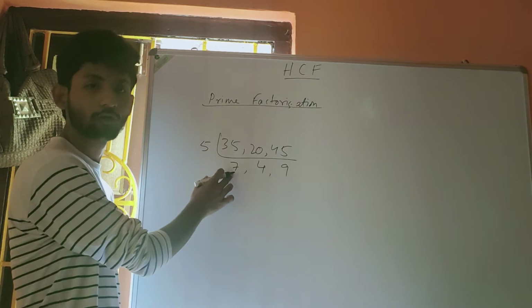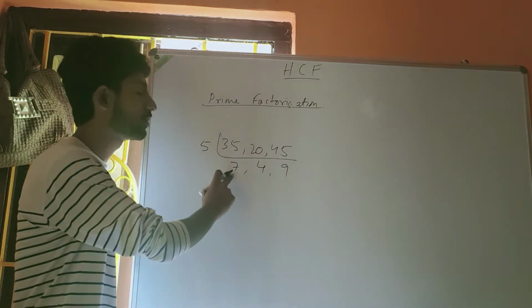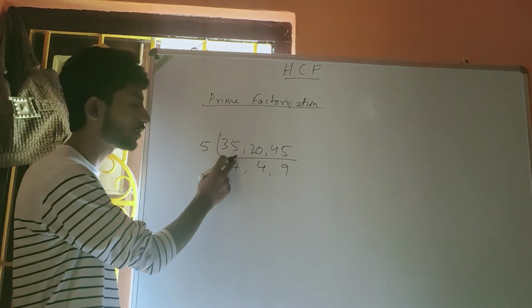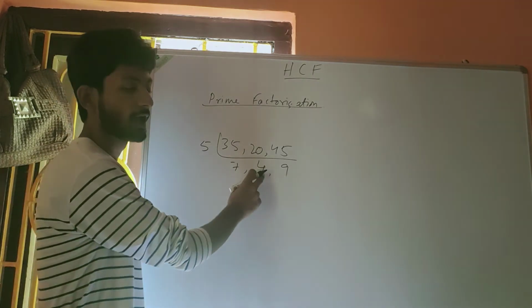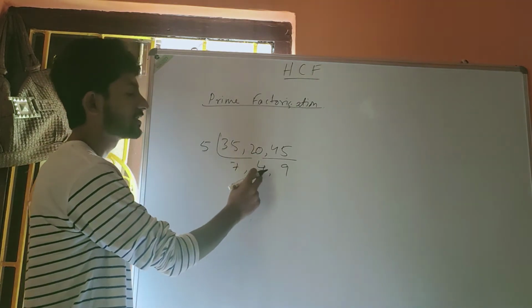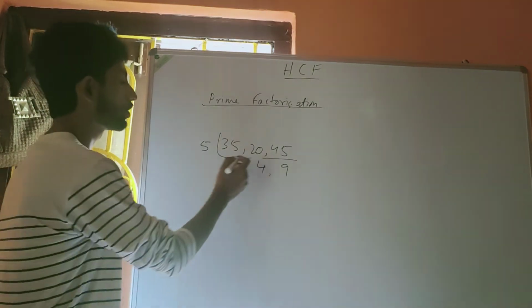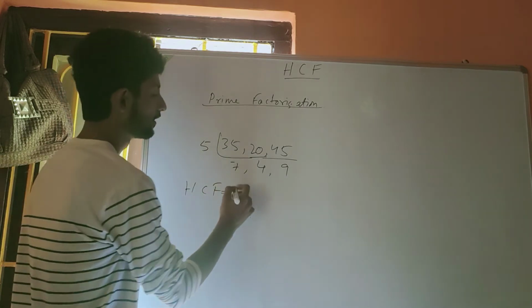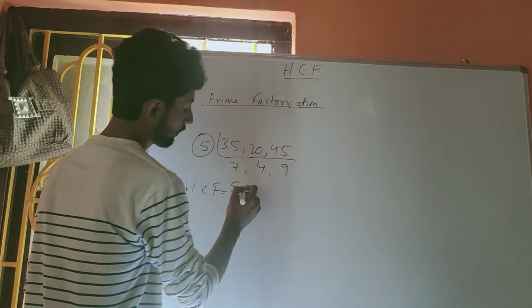7 will not go with 2, it will not go with 3, it will not go with 4. It will go with only 7. So look at the other numbers, but these are not going with 7. So it will not go. So HCF will be that number only, 5.